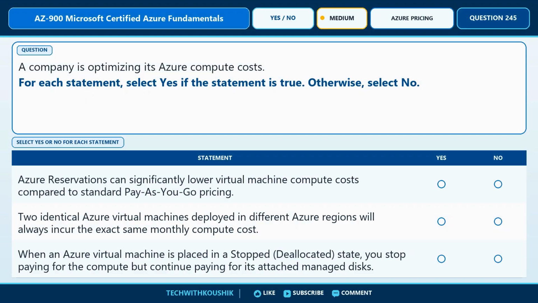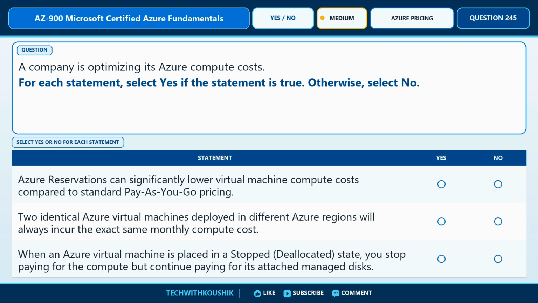Let's continue with question number 245. Let's start with the scenario. A company is optimizing its Azure compute costs. For each statement, select yes if the statement is true. Otherwise, select no. Now check statement 1. Azure reservations can significantly lower virtual machine compute costs compared to standard pay-as-you-go pricing.